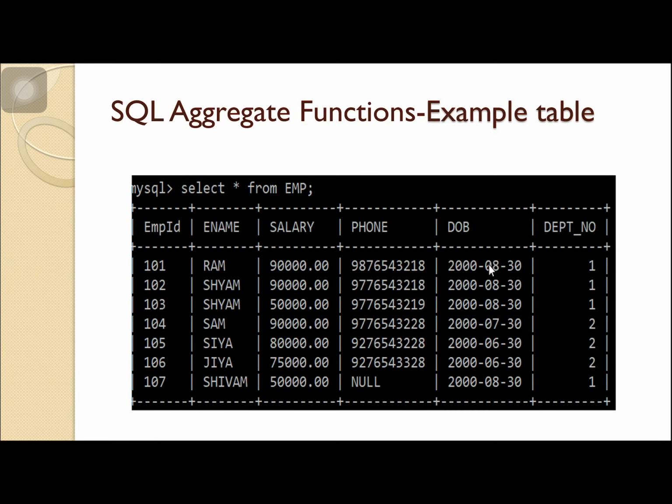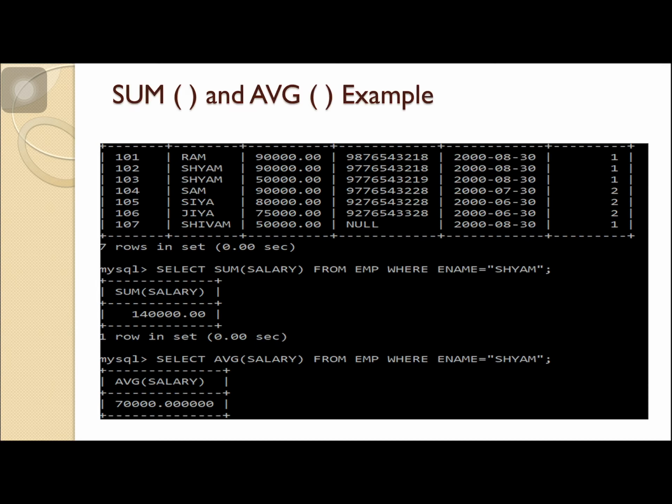Now some SQL aggregate functions. We are discussing the aggregate functions. Aggregate functions are those functions which work on a set of rows or a group of values. Here is the employee table, and we will use some aggregate functions. First of all, the sum function and average function. The sum function is used to provide the sum of a particular column or set of values. For example, if we write select sum salary from employee where ename equals Shyam, we only want to add the salary of Shyam.